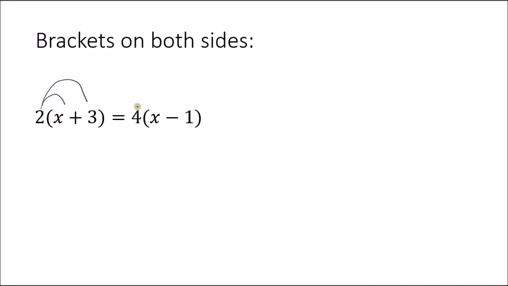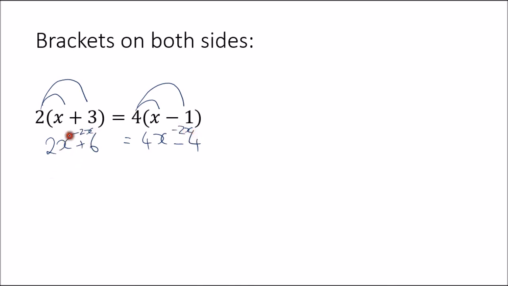So that's what I'm going to do on that side. This is what I'm going to do on this side. 2 times x is 2x. Plus 2 times 3 is 6, equals 4 times x is 4x, minus 4 times minus 1 is minus 4. Then I'm just going to go through the steps of combining my like terms that I've done previously. Now I've got the most x's over here, so I will subtract 2x from both sides.